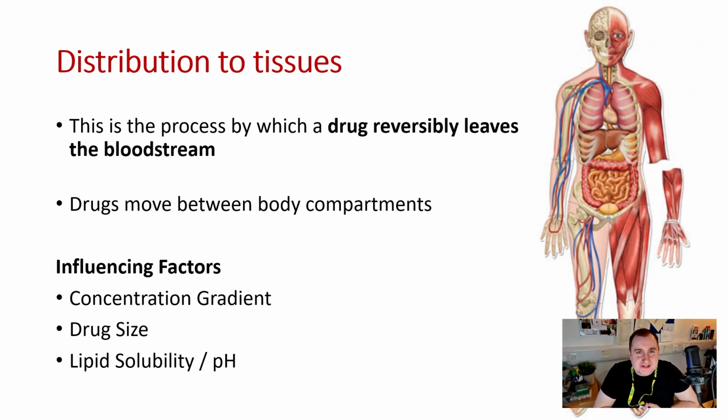So drugs will move between body compartments using the bloodstream. Factors that influence distribution of drugs are things like the concentration gradient. Is there lots of this chemical already present in the body or in the tissues that's at the target site? The size of the drug, and is it soluble in lipids? What's the pH of the drug? All these factors influence distribution to tissues.